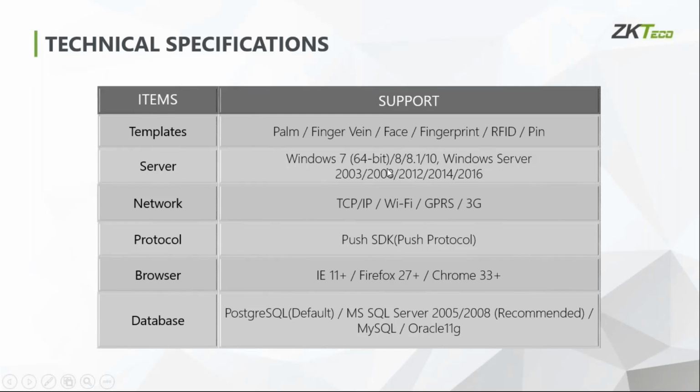We are recommending Windows 7 or 8 or Windows Server in different versions. And the network types, it depends on the machines. You can use Wi-Fi, 3G or TCP/IP. And we are following push SDK. That means it's both way communication, right? For example, you can push the data from the machine to the machine also. And our browsers like Explorer, Firefox, and Chrome.